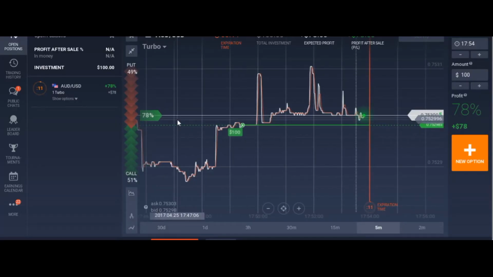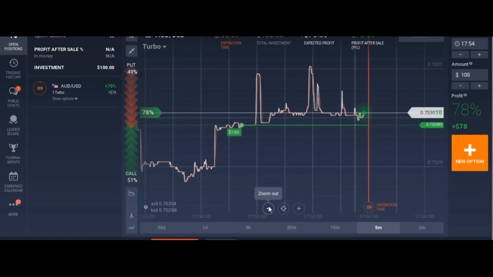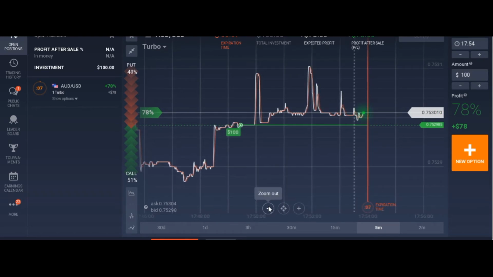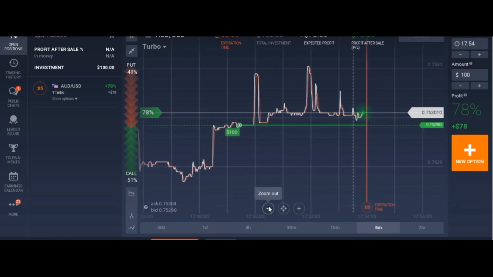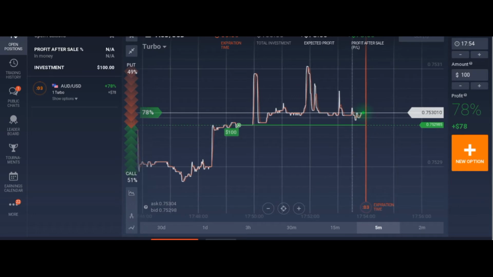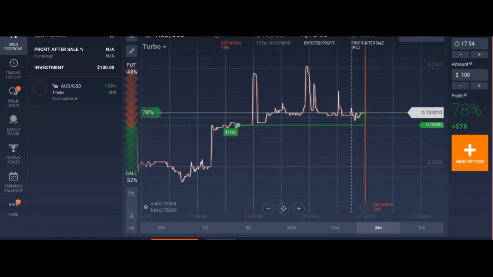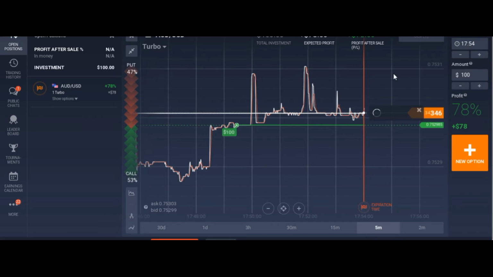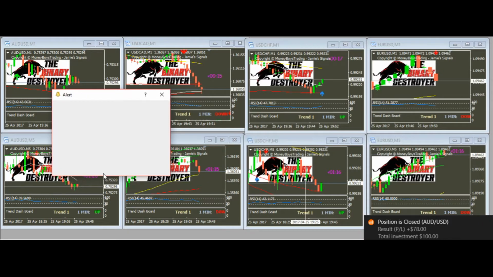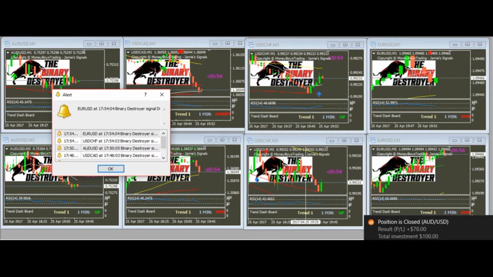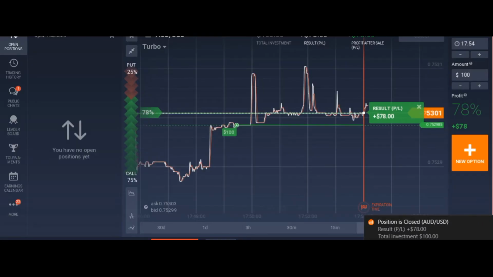Hey guys, so 10 seconds to go. Looks like it's going to be a winner. It's only just going to be a winner. The reason why I think it's only going to be a winner, why it's not a deep ITM, is because, hold on, AUD is just giving me a signal to jump on that one. AUD USD, let's jump on that. Quick 5-minute trade, let's see what happens.